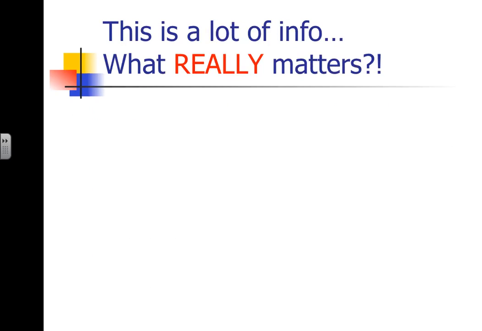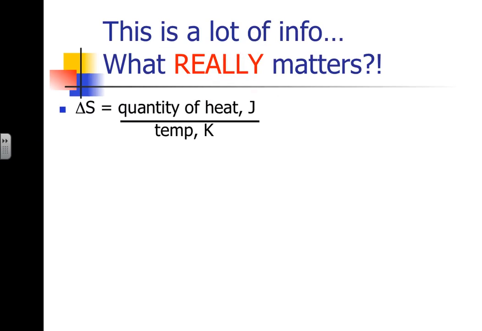This is a lot of info. There's a lot of things we've thrown out here. So what really matters? Bet you're wondering that. Well, we are going to do some math here. First off, it matters that you know what delta S means. It means a change in entropy. It matters that you know what entropy means, that it's the disorder of a system. And it matters that you know how to calculate it.